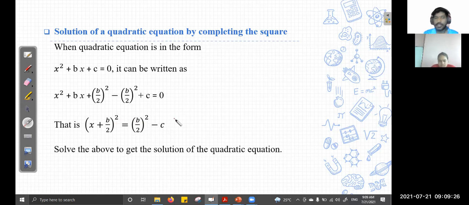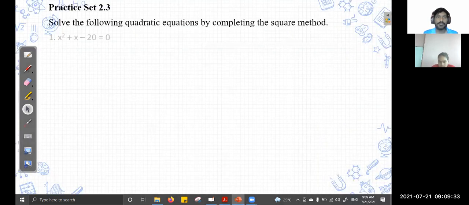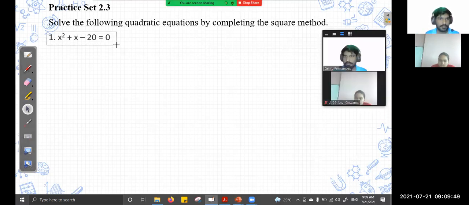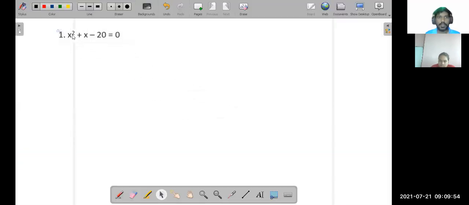So I'll explain the sum. One sum I'll explain, so you'll have a better understanding of it. I'll start with the first sum itself of practice set 2.3. Okay, so practice set 2.3, first sum: x squared plus x minus 20 equal to 0. Okay.